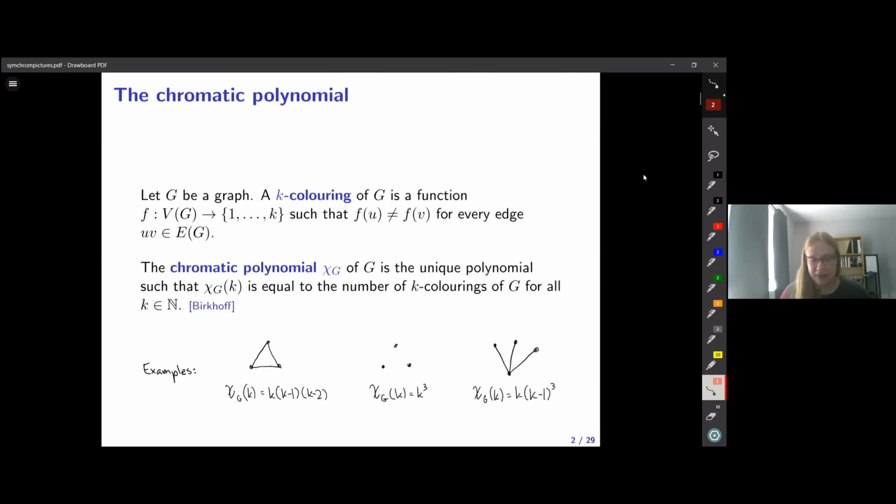So the chromatic symmetric function is a generalization of the chromatic polynomial. And to define that, we can start with the part of the talk that is actually my usual, which is about this much of it.